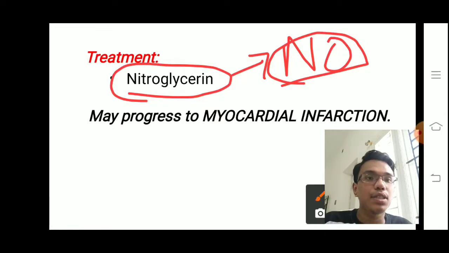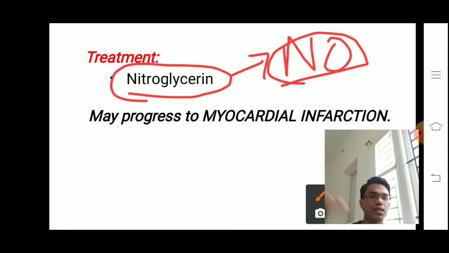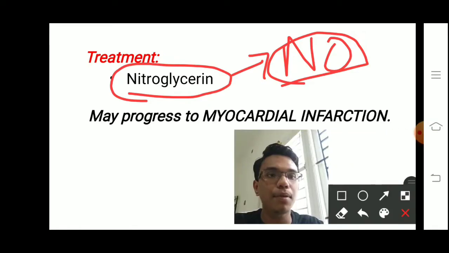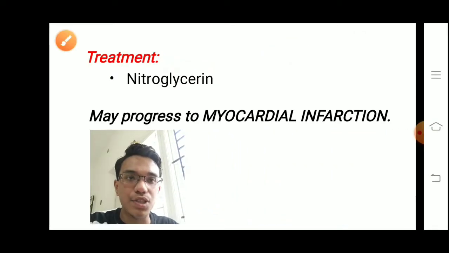And one more thing you have to know is unstable angina can progress to myocardial infarction in future if timely intervention is not given. If the treatment is not given promptly, then he may land up in myocardial infarction. So it's like a sequence. Initially the patient may have stable angina, which progresses to unstable angina, and following which he will progress to myocardial infarction. Okay. So we have completed unstable angina.